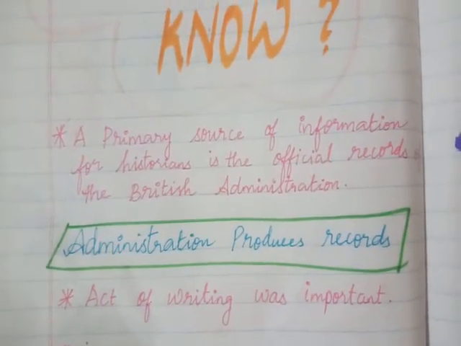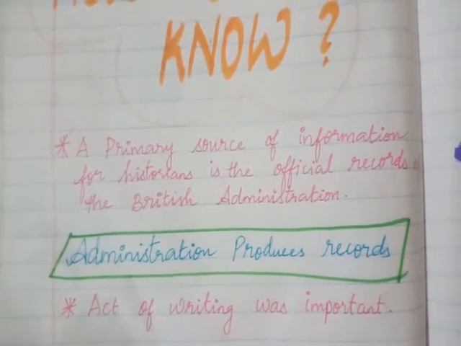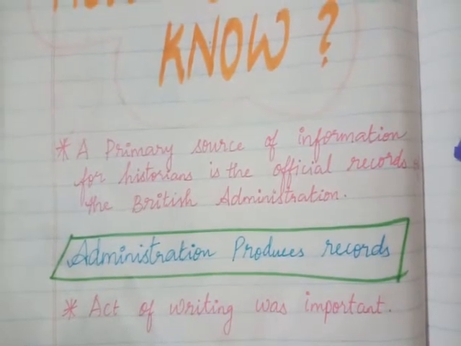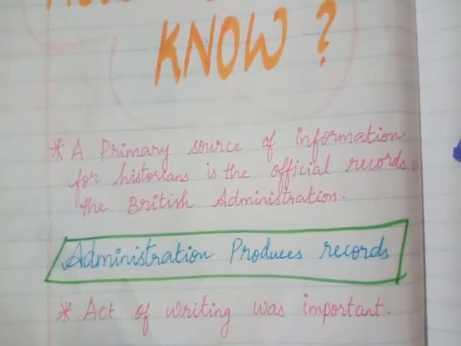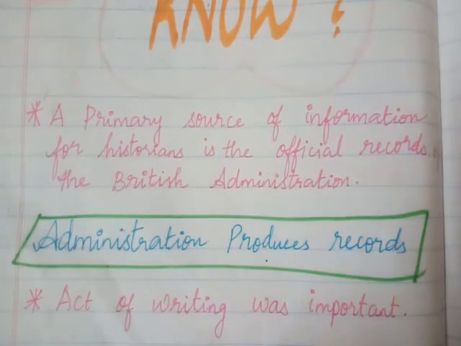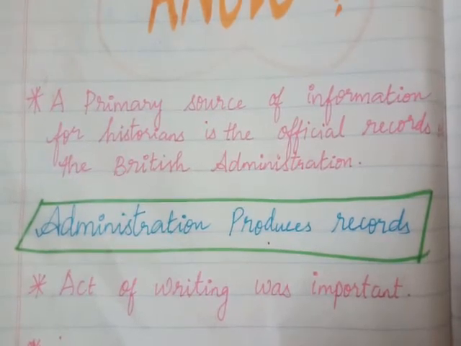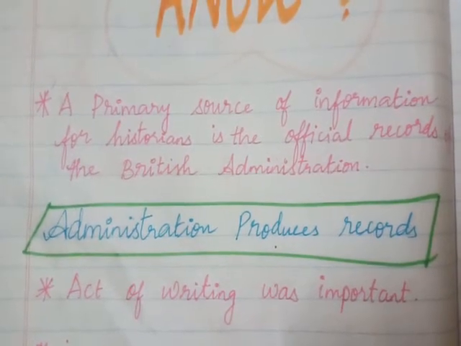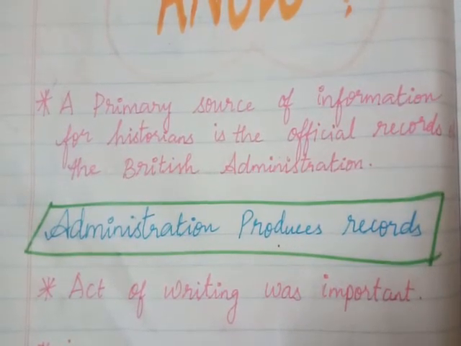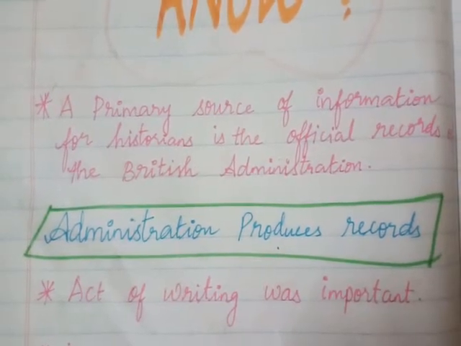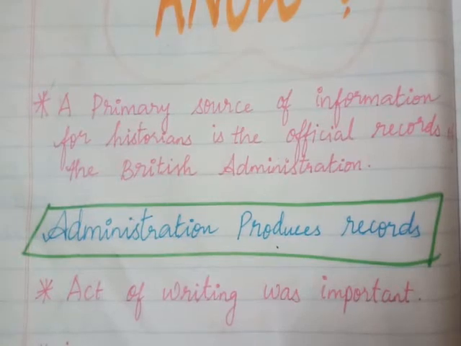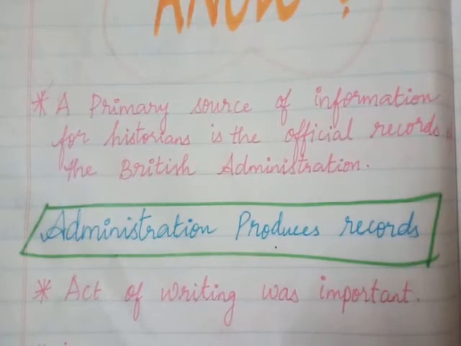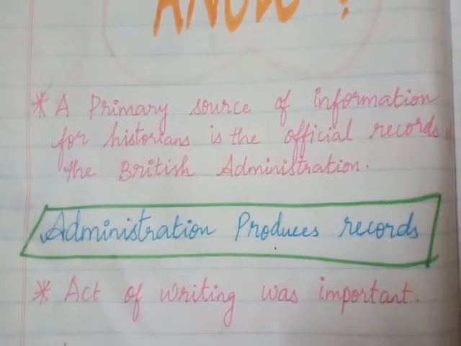Now, administration produces records. The British gave importance to writing. So, the act of writing is very much important. As I said, the primary source of information for historians is the official records. Where did these official records start? The Mughals introduced the culture of recording everything. So this was furthered and perfected by the British. Every administrative decision was recorded and carefully preserved.